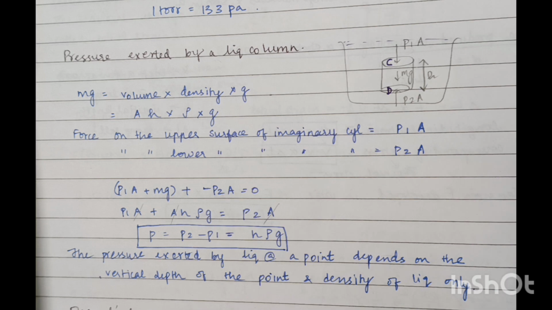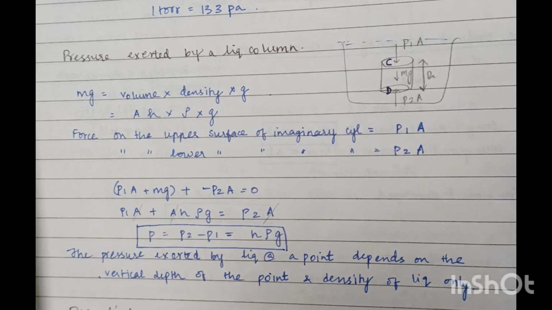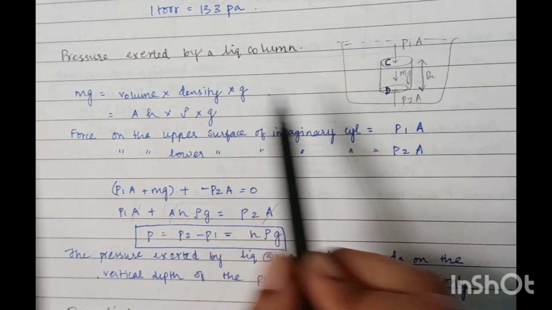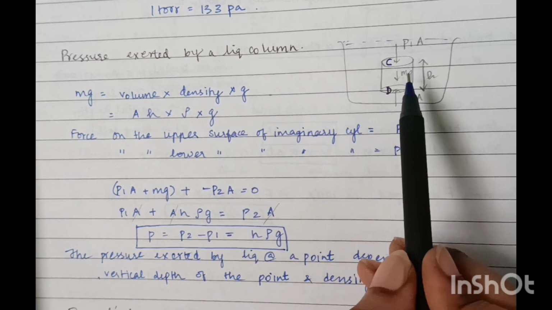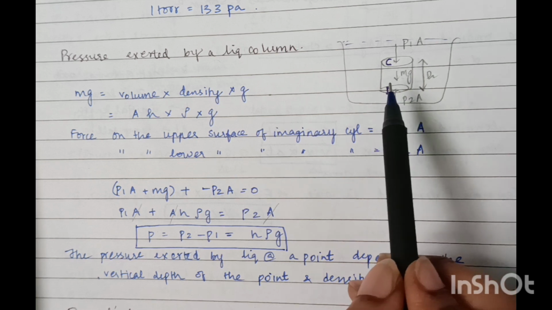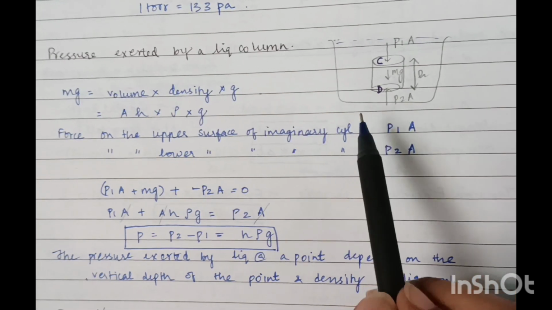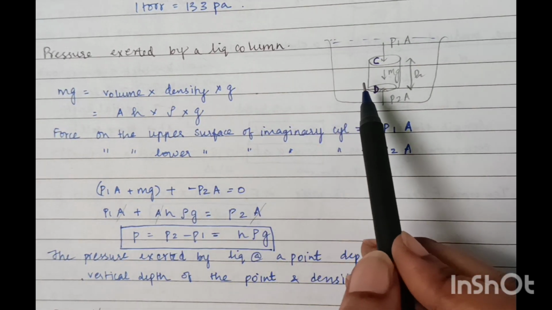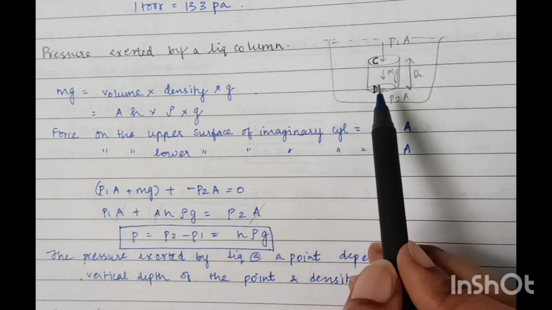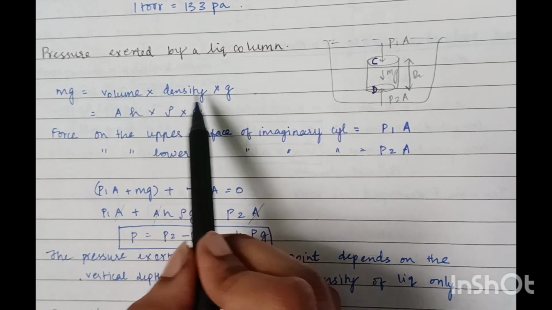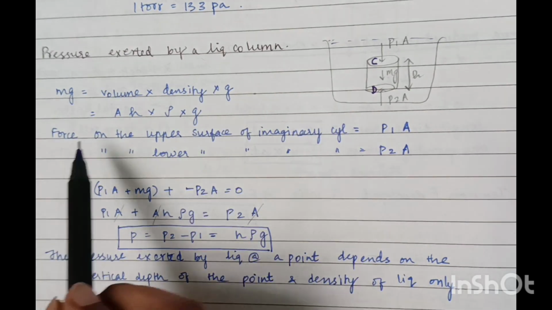So now let us consider a liquid of density rho contained in the vessel. Let C and D be two points inside the liquid at a vertical distance h. Let us imagine a cylindrical column of the liquid of cross sectional area A, such that points C and D are lying at the centers of upper and lower faces of the cylinder. Now, how do we write the weight of the liquid in the imaginary cylinder column? That is mg. So we should write it is volume into density, that is mass, into gravity, because it is weight.